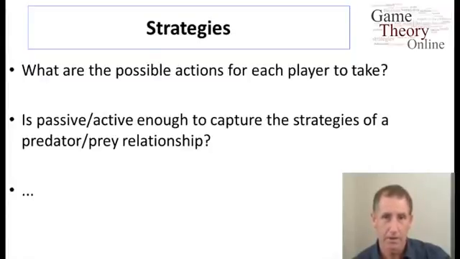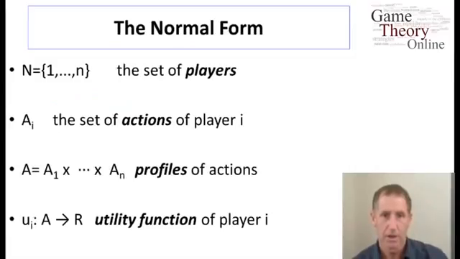Every model captures some information, not others. So, for example, is speaking about active versus passive enough to capture everything we want about the relation between predators and prey? Well, it's up to us what we want to model. And the same goes for all other elements of modeling.